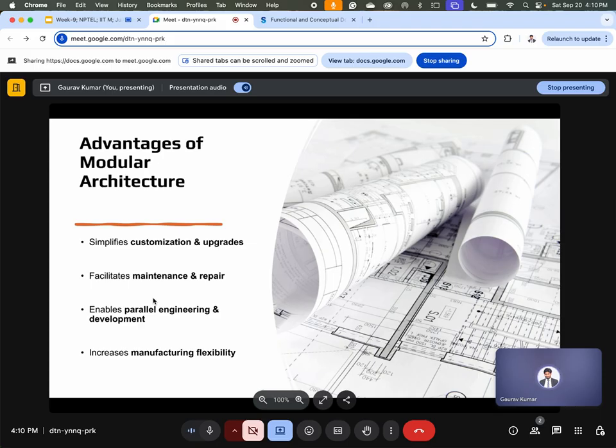promotes parallel engineering and manufacturing flexibility. Different teams can work on separate modules simultaneously, reducing the development time. It also allows for variations in a product family to be produced at scale while maintaining efficiency.